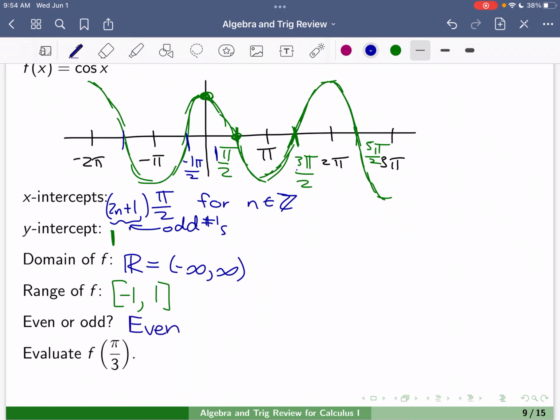And f of pi over 3, that's cosine of pi over 3. Cosine of pi over 3 is 1/2.